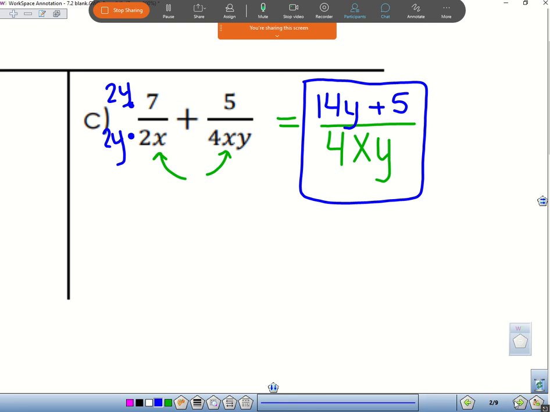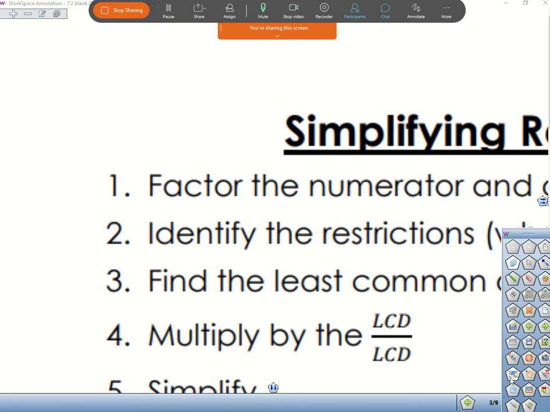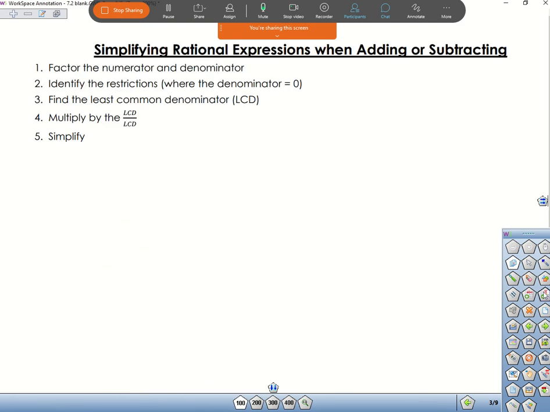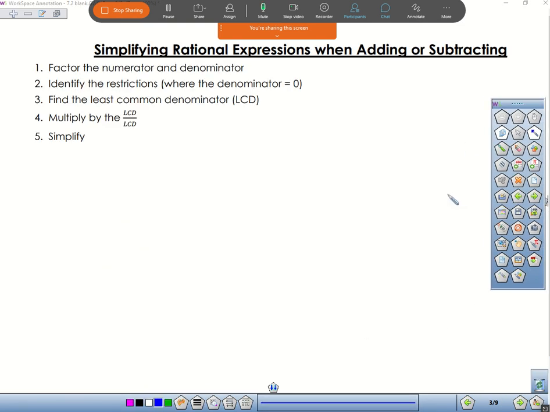Okay. So let's move into our first set of problems or our rules here. So let me zoom out to talk about these. So, simplifying rational expressions when adding or subtracting. So the first thing you're going to do is factor the numerator and denominator, identify the restrictions, so basically where the denominator is 0, just like before, find the least common denominator, and multiply by the LCD over the LCD, just like we did before, top and bottom, of course, and then simplify.